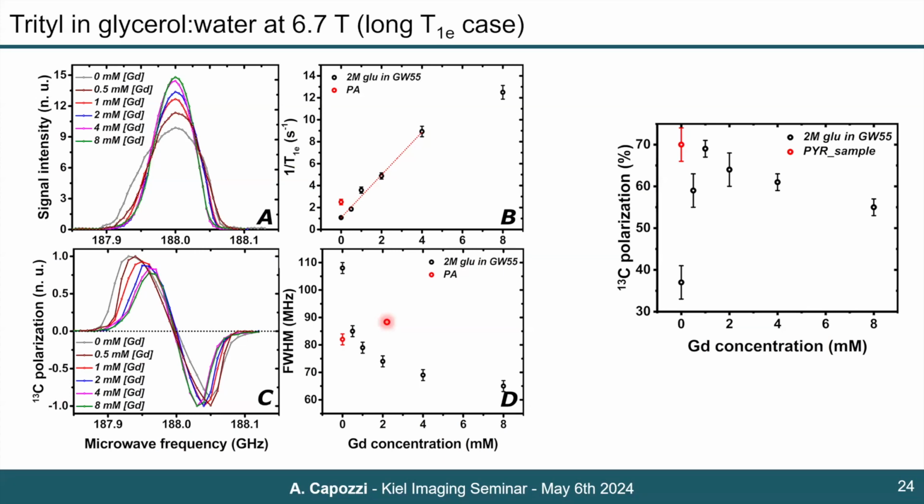And you see that for this sample, the optimum was found around 1 millimolar of gadolinium. And you see that 1 millimolar brings the T1E very close to the one of trityl in pyruvic acid, and also the width of the spectrum. And in this case, basically you match with 1 millimolar of gadolinium in glycerol water for glucose polarization. You basically match the polarization, this fantastic 70% you can get on pyruvic acid without gadolinium.